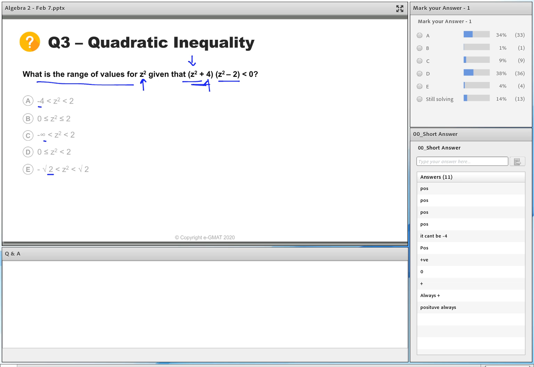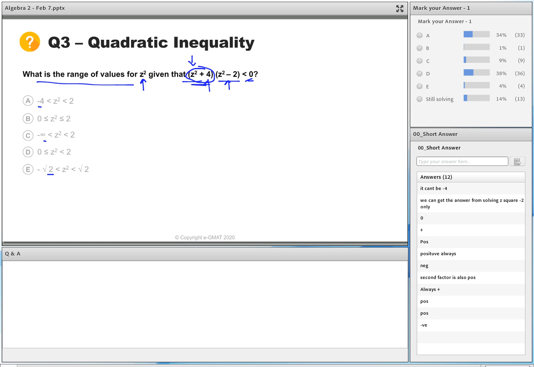So I have a positive number times a negative number and the product is a negative number. What does this tell me? A positive number times another number is a negative number. What does it tell me about the second number? Is it positive, negative, non-negative?